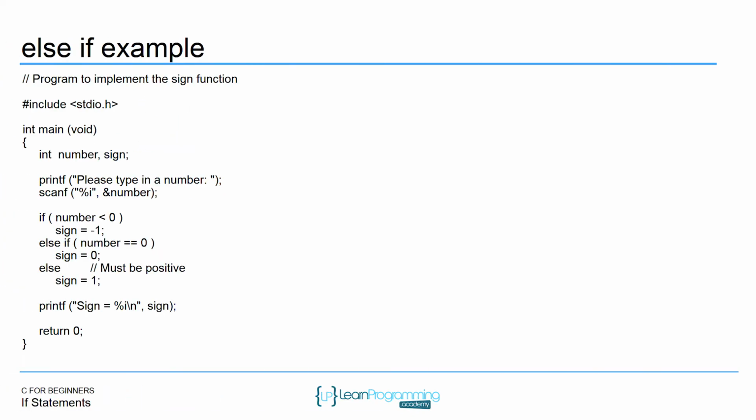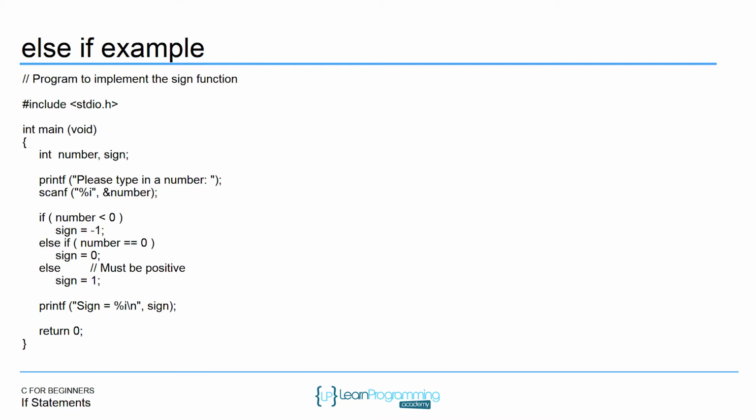Here's another example where we're going to actually try to implement the sign function. We're going to return either -1, 0, or 1. So this is a 3-tiered evaluation here. What this program is doing in the main routine is we're creating a couple variables of type int, number and sign. We're having the user enter a number, and we're storing it in the number variable. And if the number is less than 0, the sign is going to be equal to -1. Else, if the number is equal to 0, it's going to be 0. Otherwise, if both of those are false, its sign is going to be equal to 1, meaning it's positive.